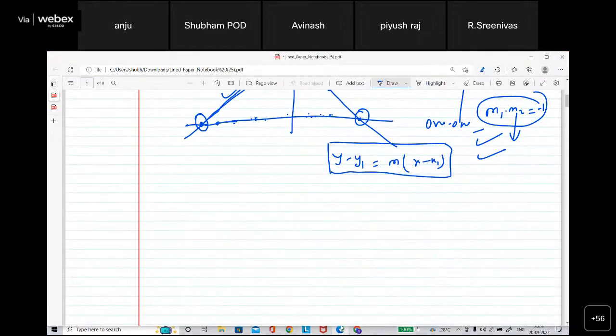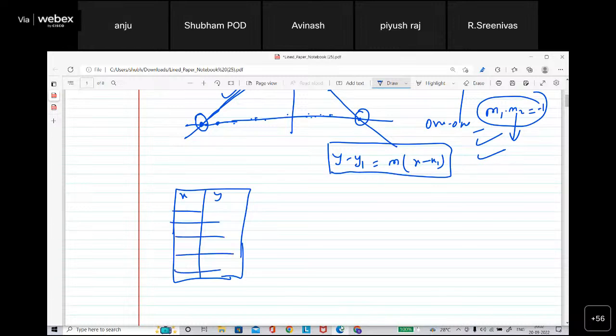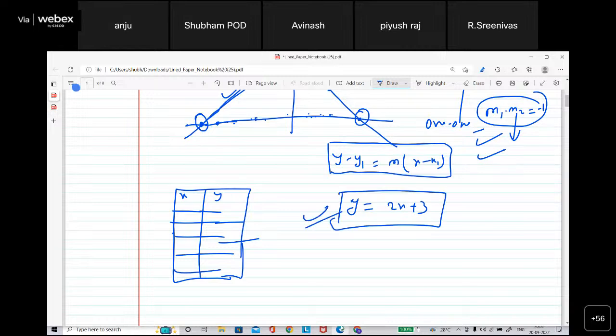Suppose a data is given. Suppose this is x, this is y, some values of x and y are given here, and you have the equation y equals 2x plus 3, an equation of a line. If you want to calculate the sum square error of this line with respect to this data, what do you mean by that? Suppose x is 2, 3, 4, 5, 6, 7.